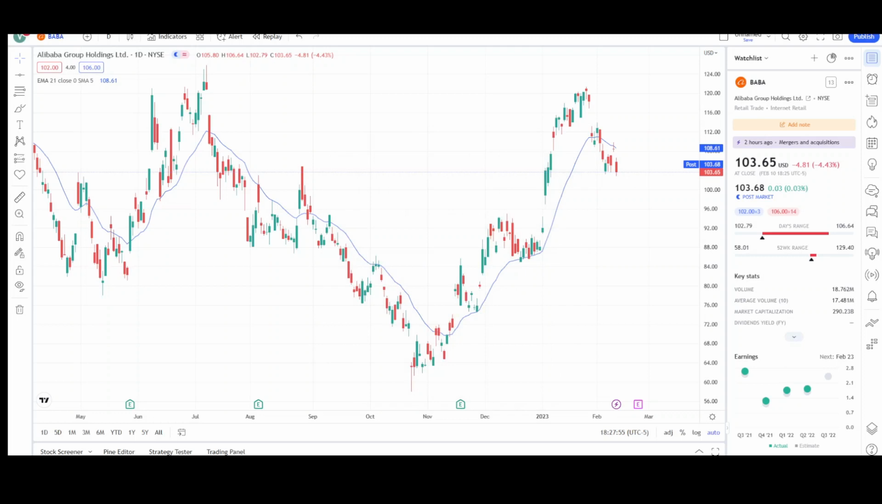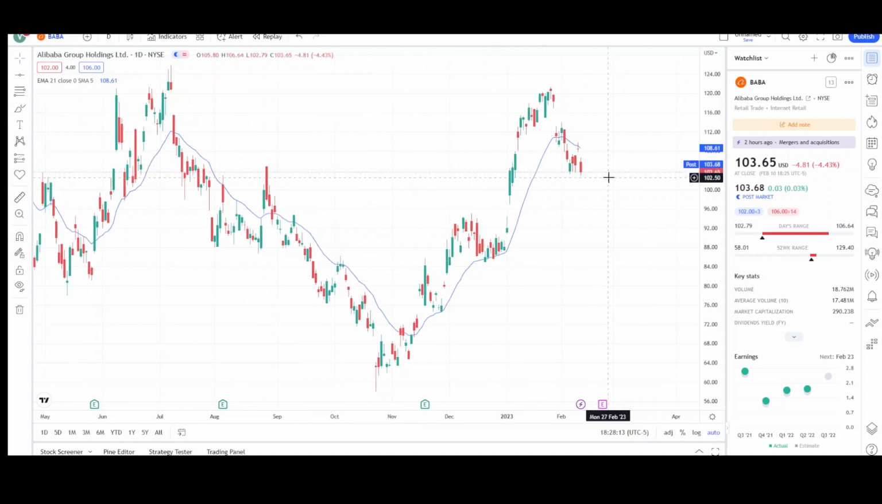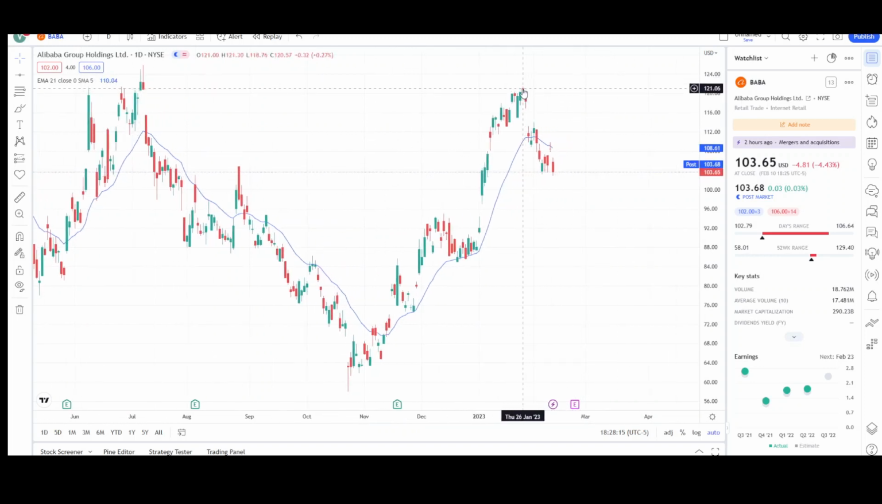I will first go over what I see on the daily chart and finish the video off with the weekly chart. So another week has gone by, and you know what that means. It's Baba Fridays. So let's take a look at Alibaba, one of the most loved stocks on the market, and looks like it's continuing to drop down lower.